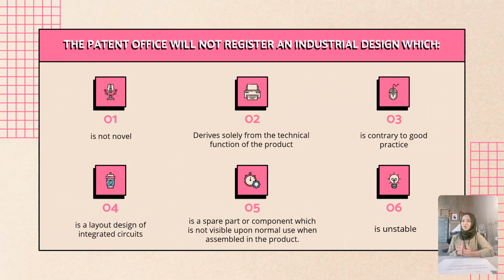The Patent Office will not register an industrial design which is not novel, derives solely from the technical function of the product, is contrary to good practice, is a layout design of an integrated circuit, or is a spare part or component which is not visible upon normal use when assembled in the product, and if the product is unstable.